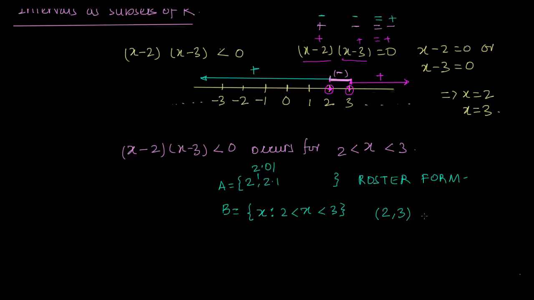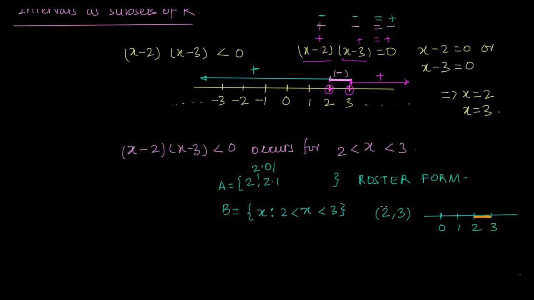Okay, and graphically it can be expressed as, say, if this is 0, this is 1, this is 2 and this is 3. Then if I'm not including the points, I'm not including those points. Then first of all, what do you do? All the numbers in between them, you make it a bit darker, so that it represents all the numbers.